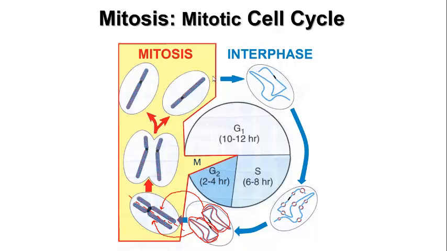So then, as we enter back into interphase, all right, these daughter chromosomes will unwind and unwind and unwind, or in other words, decondense back into the unwound chromosome form. And we're right back at G1 phase of interphase for one of these particular cells, and then the other cell will also go into G1 of interphase.